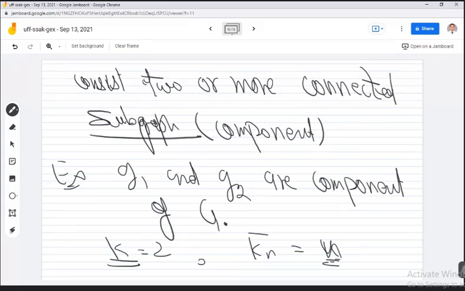Okay, now one more definition or result is here. A graph G is disconnected if and only if its vertex set V can be partitioned into two non-empty disjoint subsets V1 and V2 such that there exists no edge in G whose one end vertex is in subset V1 and the other in V2.